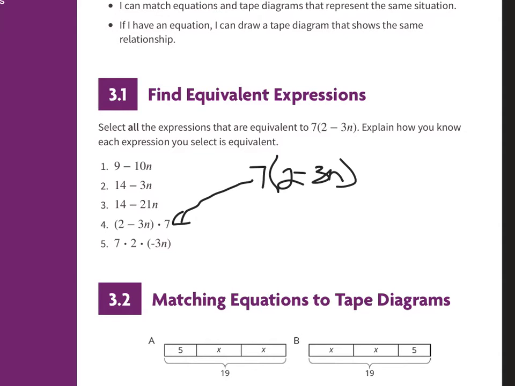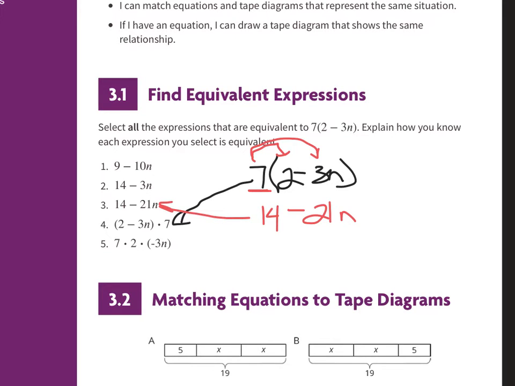Now, we should know the distributive property, so we take what's on the outside and multiply it by everything on the inside. So, 7 times 2 is 14. 7 times 3 is 21n. Let me rewrite that because it looks like a 2n. 7 times 2 is 14, 7 times 3 is 21, and then you just put the n at the end. So we have 14 minus 21n. Well, there's that one right there.